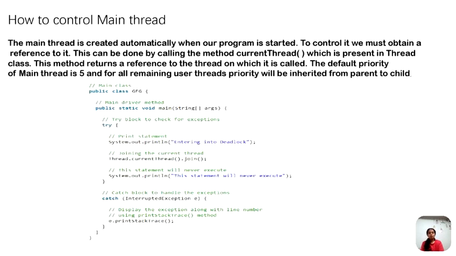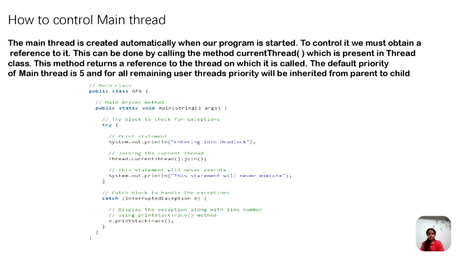Next, we'll see how to control the main thread. The main thread is created automatically when our program is started. To control it, we must obtain a reference to it. This can be done by calling the method currentThread, which is present in the Thread class. This method returns a reference to the thread on which it is called. The default priority of the main thread is 5, and for all remaining user threads, priority will be inherited from parent to child.